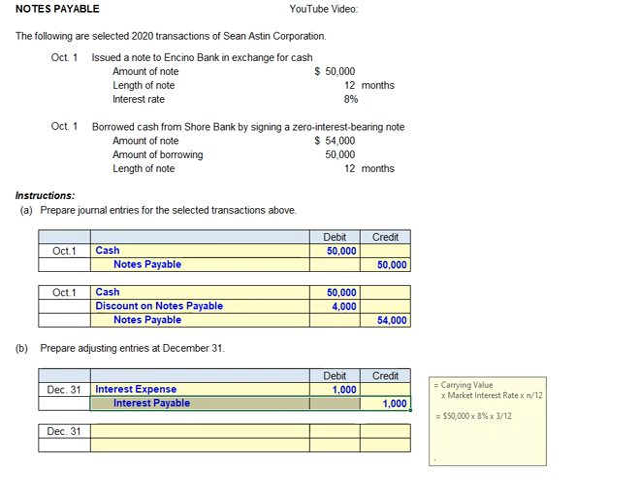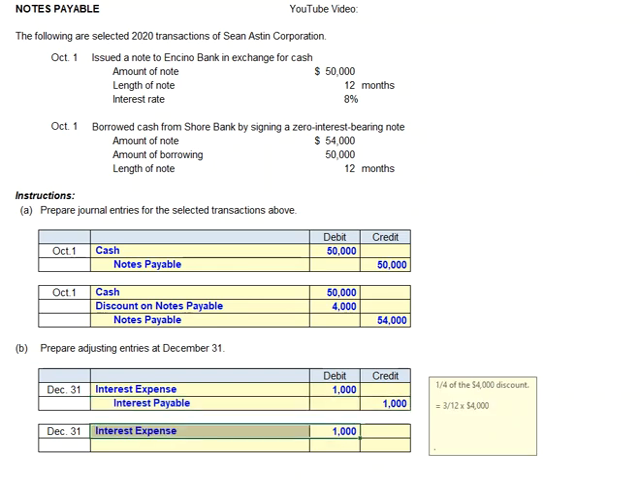Now, from Shore Bank, we're going to pay $4,000 in interest over the 1-year period. 3 months have passed, so we'll record 1/4 of that discount as interest expense for 2020. And we debit interest expense, and we credit the discount on the notes payable.